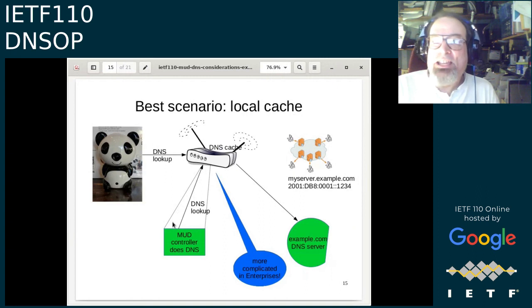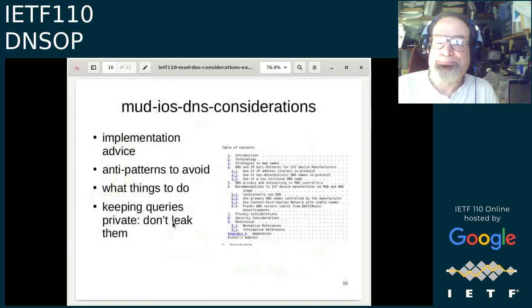Okay, it is more complicated in enterprises, and there are a lot of people who want to use various bits of SDN to do this. And so this document is a little bit about, well, how do you do that? And this is where I'd really like a fair bit of review and feedback as to whether I'm getting all the things right. So the document deals with how you should implement this, how not to do the things that we have in the second slide, and how not to leak the queries, and why you want to do this. So I would love to have some feedback from this group as to what parts I've missed there.